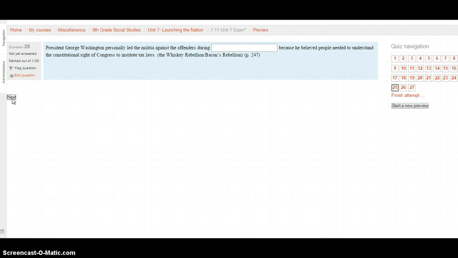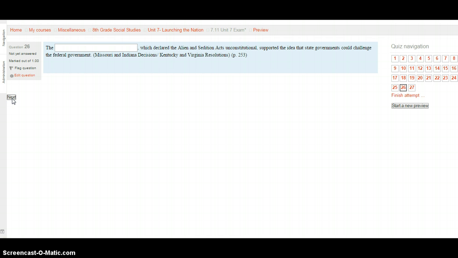Question 25. President George Washington personally led the militia against the offenders during blank because he believed people needed to understand the constitutional right of Congress to institute tax laws. So, did George Washington lead a militia during the Whiskey Rebellion or Bacon's Rebellion? Go to page 247 to look for your answer, type it in, and hit Next when ready.